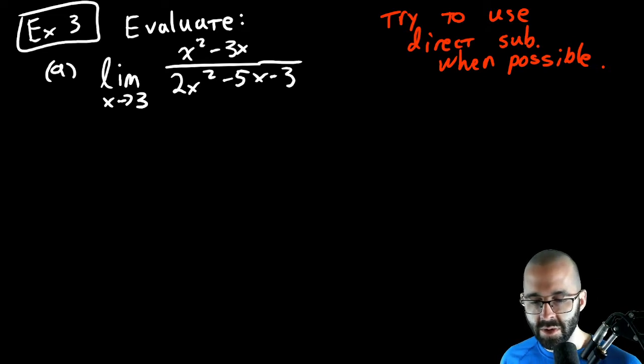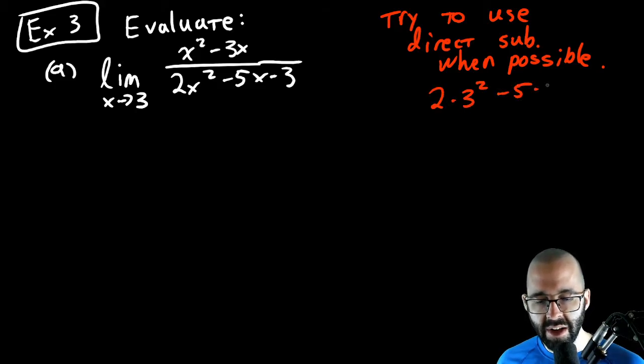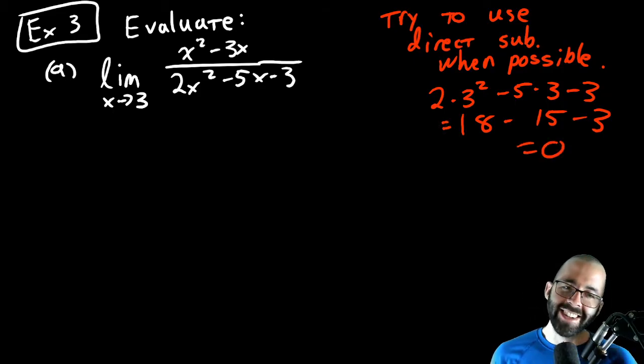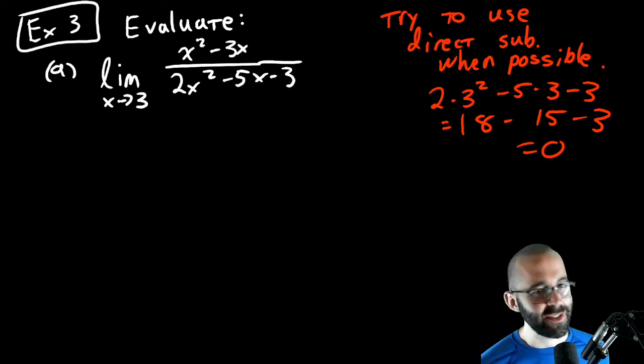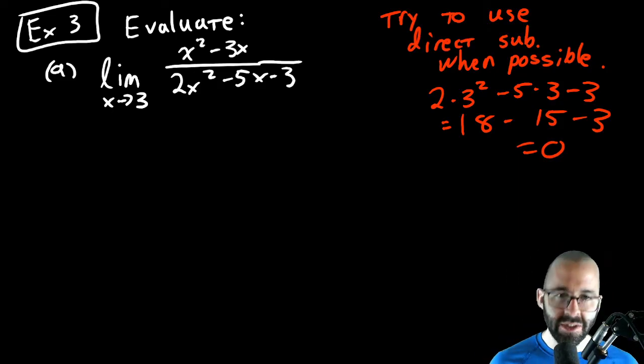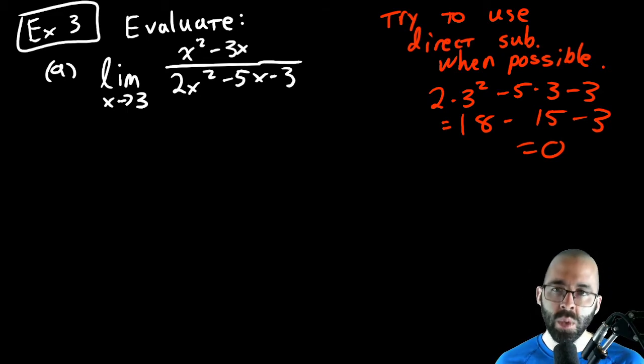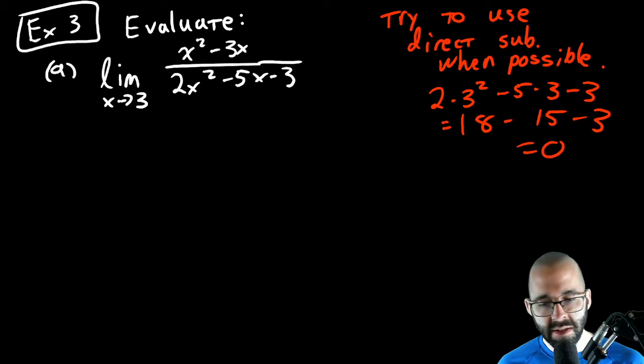So let's just look real quick. When we plug in 3, what does the denominator do? 2 times 3 squared minus 5 times 3 minus 3, that's 18 minus 15 minus 3. What a surprise that in this video, Jason would give an example that does not allow us to use direct substitution. But it's a good habit to be in because it can make things quicker, make things shorter. So we can't use direct substitution. We're going to have to use a more advanced method.